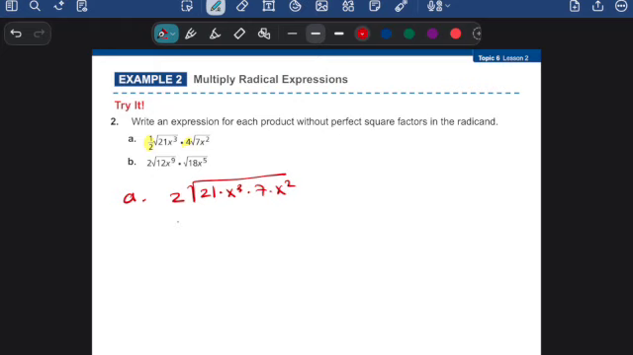Let's break apart our factors a little bit more. Can I separate 21 into factors? Yes. This is going to be helpful. I'm going to have 7 times 3. And then x to the 3rd and x squared. I'm going to put those at the end. This is x to the 5th, right, if I add the exponents.